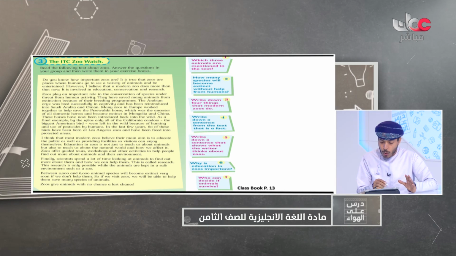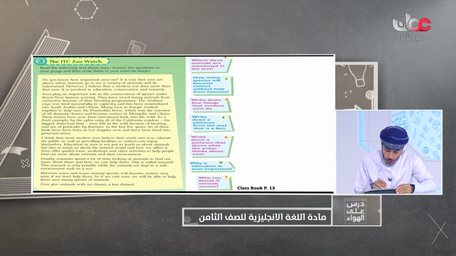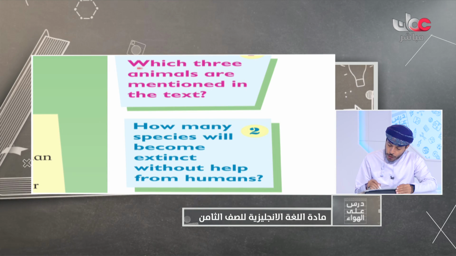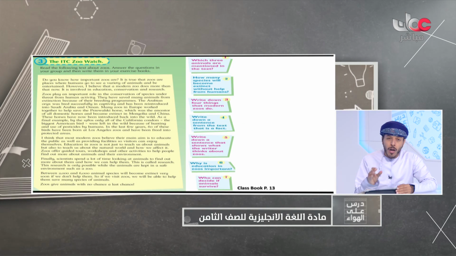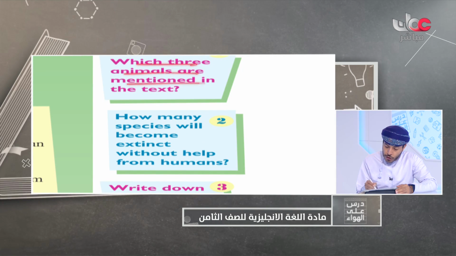So how can we start reading these and answering these questions? Let's start with the first one. Look at the first one. Which 3 animals are mentioned in the text? Before we answer these questions, I would like you guys to pause the video in order to answer these questions, and then after you finish answering these questions, you can check with us and continue the video. Okay, so which 3 animals are mentioned in the text?